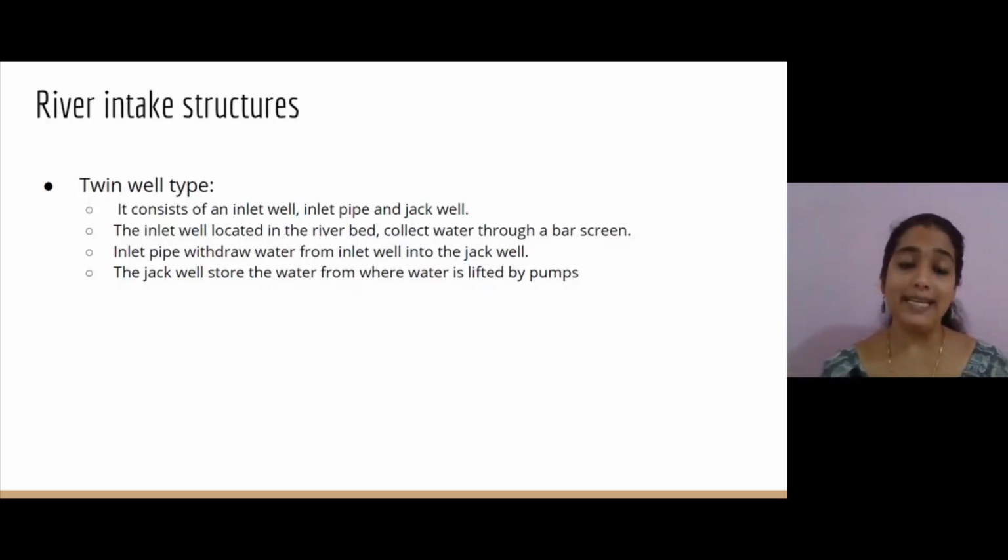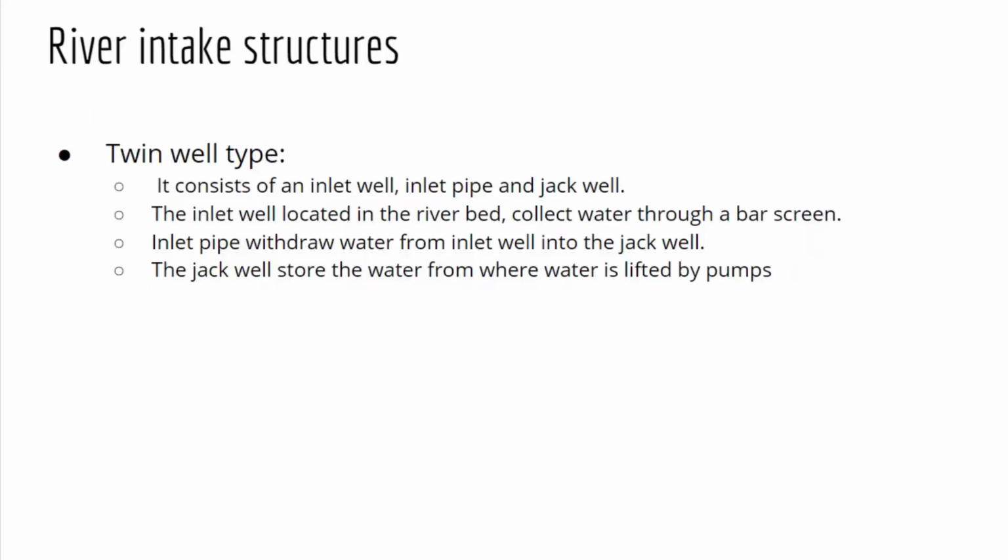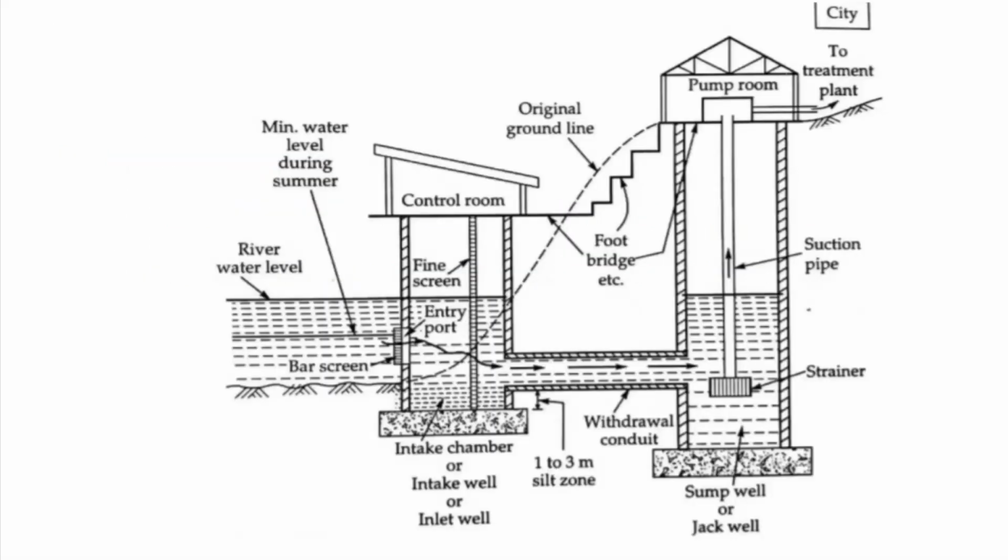It consists of an inlet well, inlet pipe and a jack well. I will show what this inlet well, inlet pipe and jack well are in the coming slide. The inlet well located in the riverbed collects water through a bar screen. The inlet pipe withdraws water from the inlet well into the jack well. The jack well stores the water, from where water is lifted by pumps to the treatment plant. This is the basic structure of a twin well type. Next, we will move on to the actual working of a twin well type river intake structure.